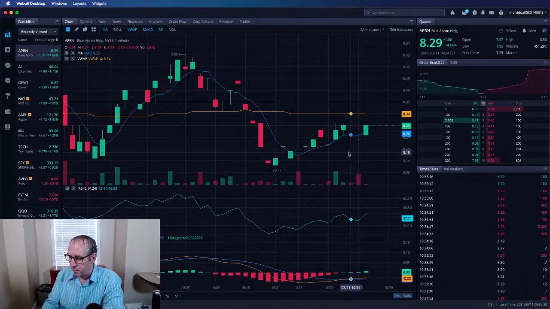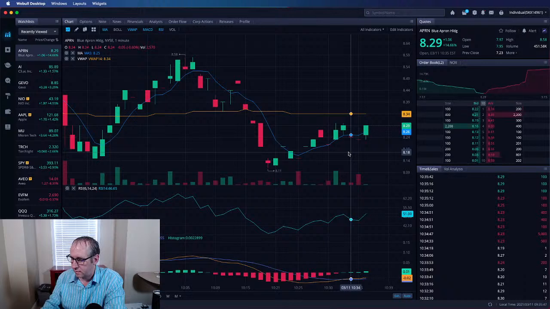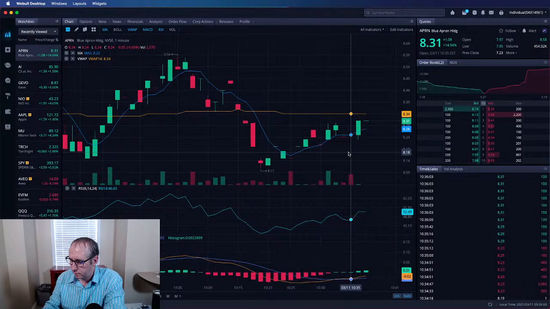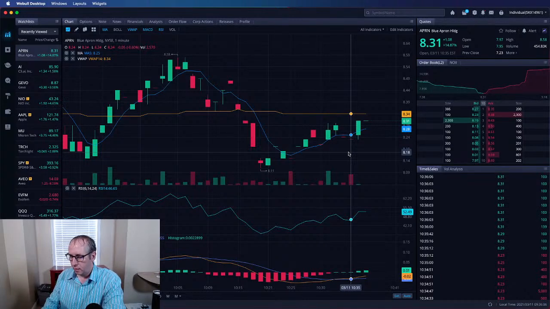I'm gonna give up and start a small position on apron. I'm gonna scale in on this, so I'm gonna do a quarter of what I would normally do. I'm just going to buy in this thing slowly throughout the day. So anyway, finally finding an entry on this. Okay, so I just bought a little bit of apron at $8.29.